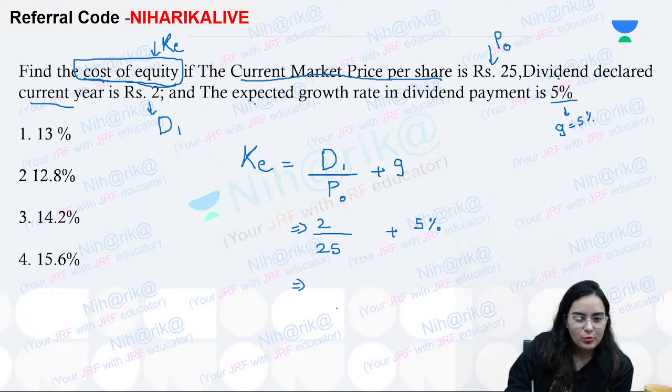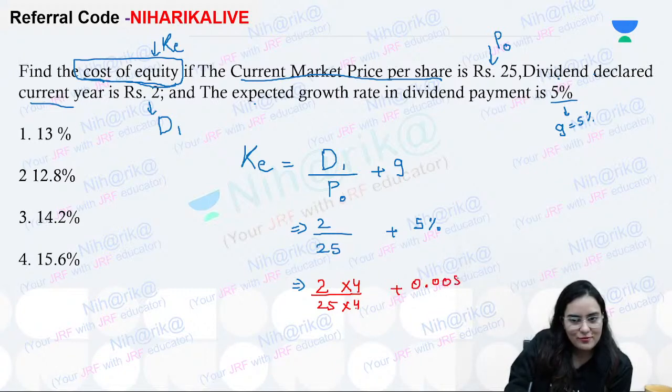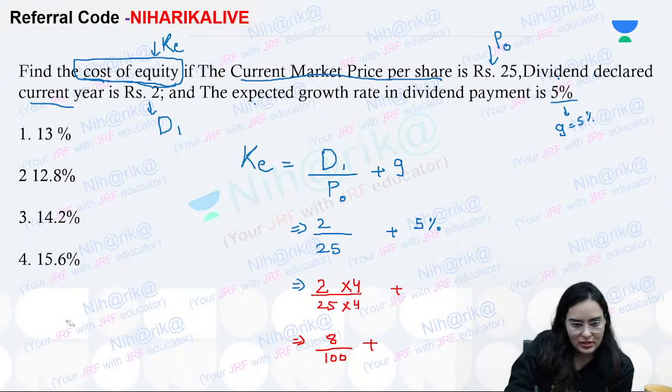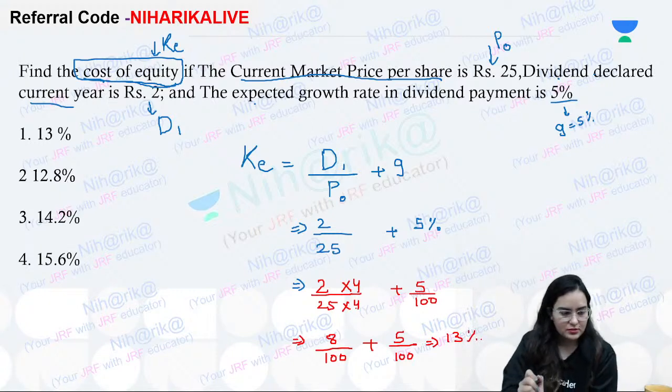Do you know what is the simplest way possible? I can convert this denominator into 100. What should I multiply with 25 so that I can convert it into 100? Multiply by 4. So 2 fours are 8, divided by 100, plus 0.05, or you can say 5%. So 5% plus 8% is equal to 13%. Finish.